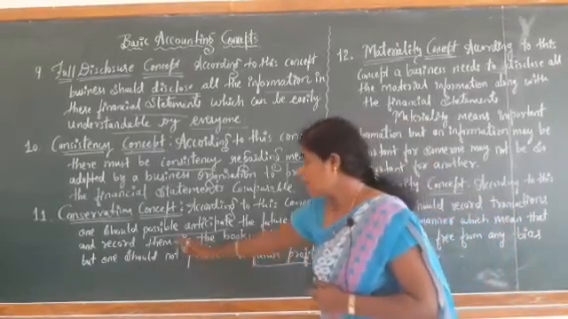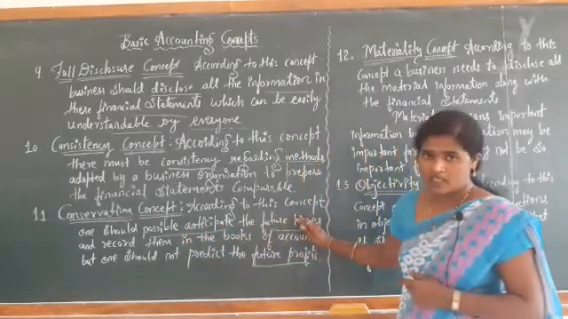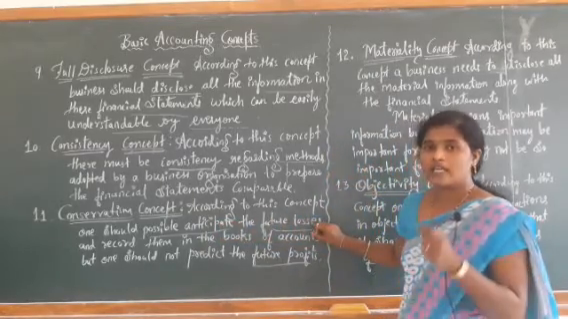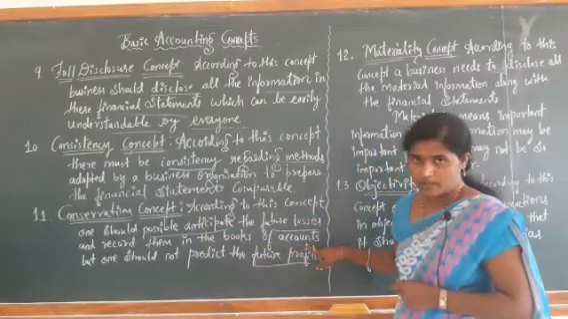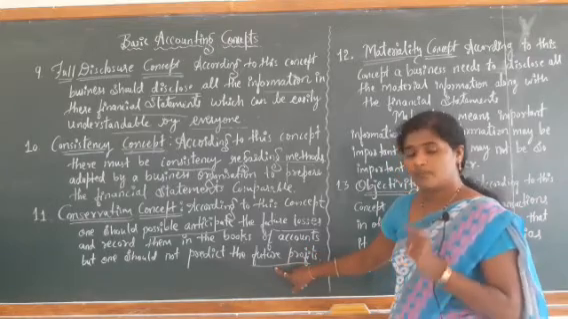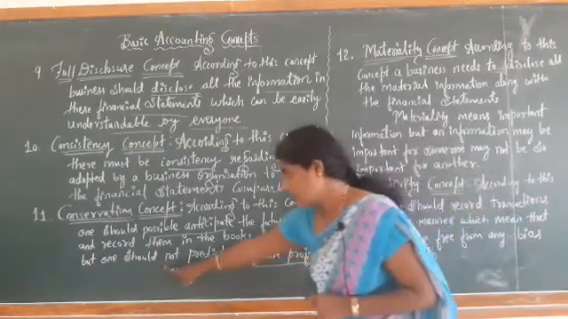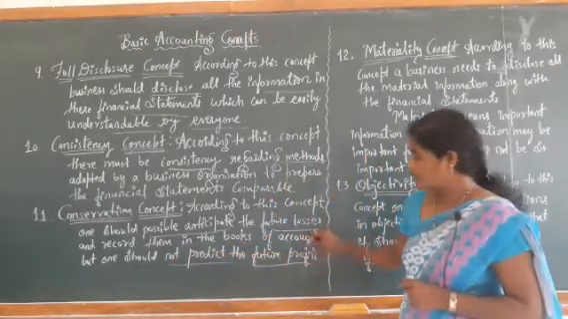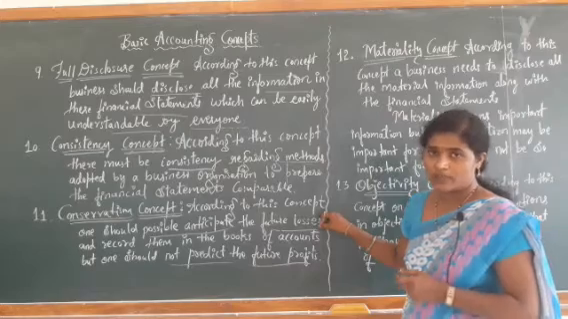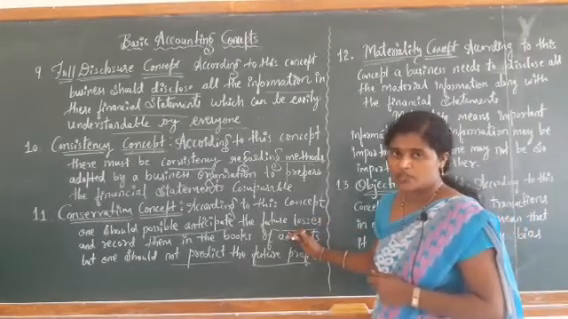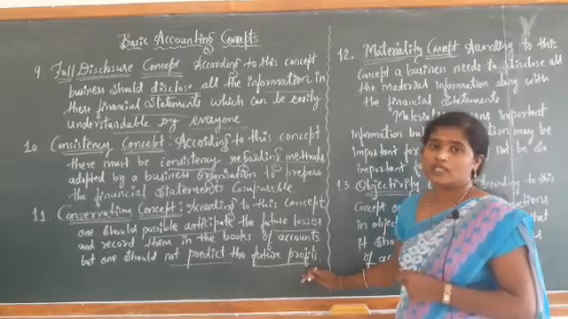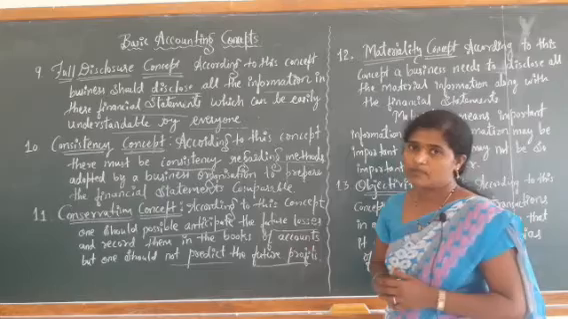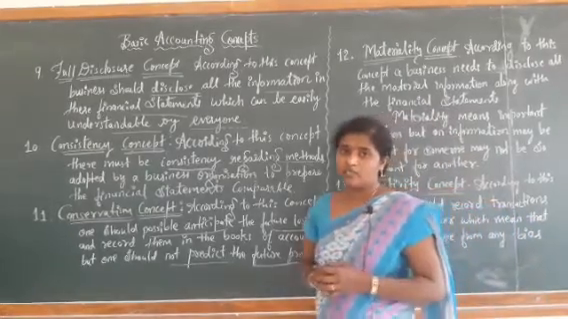So here we can say whatever losses arise in the business, it should be possible to anticipate the future losses and they should be recorded in the books of account. If there is no future profit, it is not necessary to predict future profits. But if future losses are to be predicted, then they should be recorded in the books of account. If future profit is to arise, it is not necessary to record it in the books of account. That we can say is the conservatism concept, meaning we have to be conservative when we prepare the financial statements.